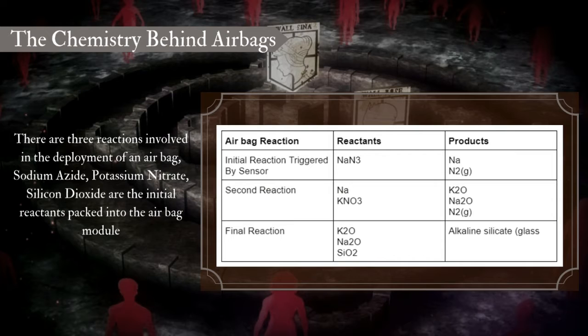In the initial reaction triggered by the sensor, the reactant is sodium azide, and the products are sodium and nitrogen. In the second reaction, the reactants are sodium and potassium nitrate, and the products are potassium oxide, sodium oxide, and nitrogen. In the final reaction, the reactants are potassium oxide, sodium oxide, and silicon dioxide, and the product is glass. It produces harmless nitrogen gas that fills the airbag.